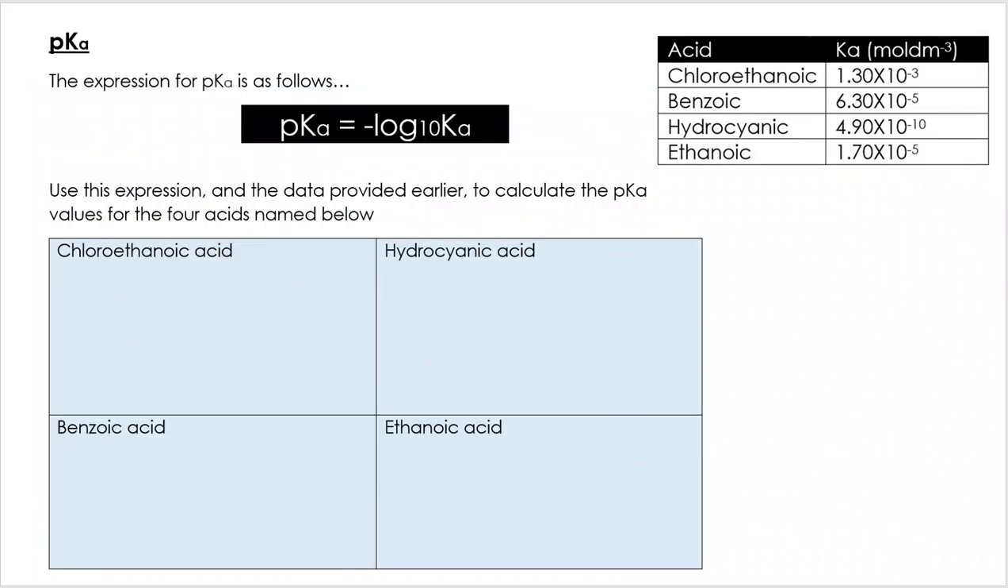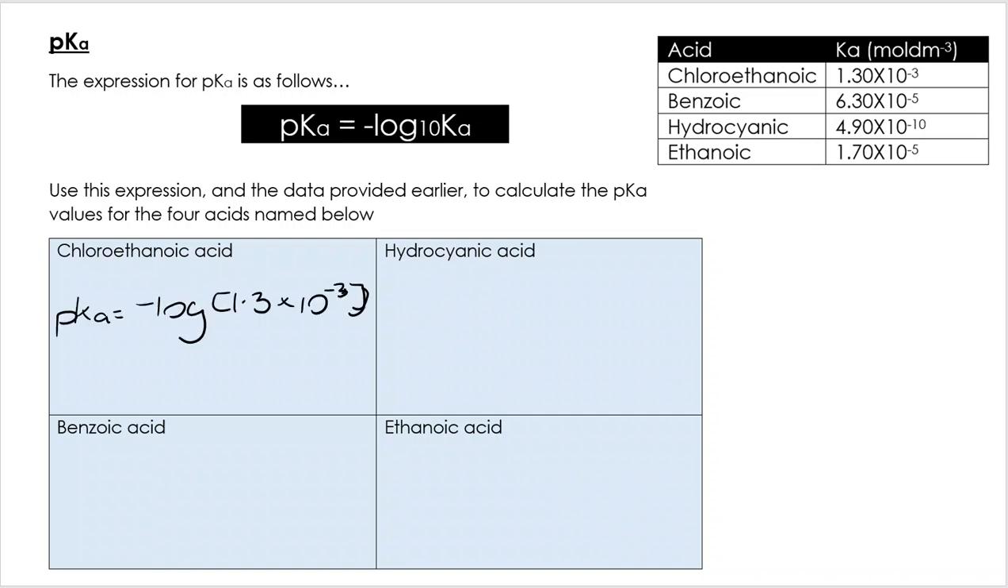Just to finish off on this video, we're going to introduce pKa. This is an extra little calculation that can be done, and it follows the same principles as pH. So where pH is negative log to the base 10 of the concentration of H+ ions, pKa is negative log to the base 10 of Ka. So have a go at working out the pKa for each of these four based on the data in the table.